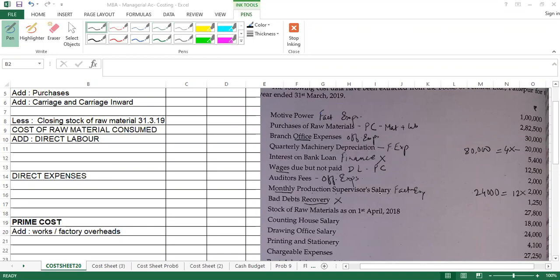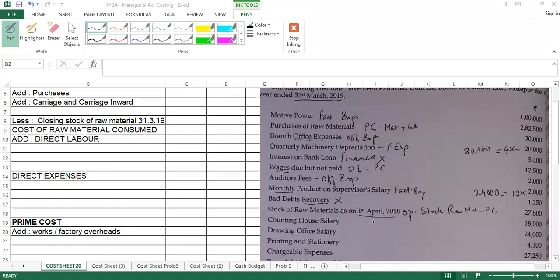Next. Stock of raw materials as on 1st April 2018. Our cost sheet is for the year ending 31st March 2019, so this is your opening stock of raw material. That will be taken in your prime cost, that is material cost.